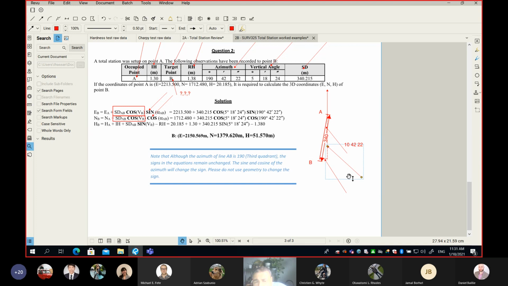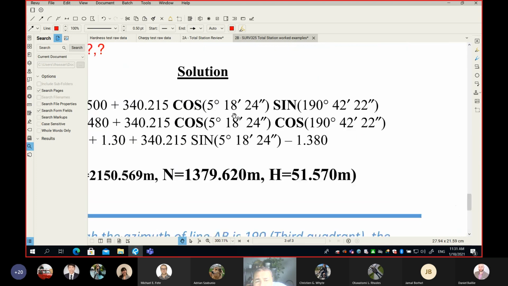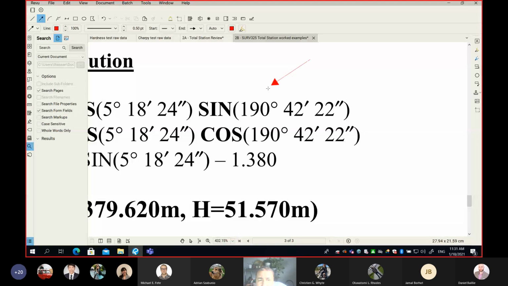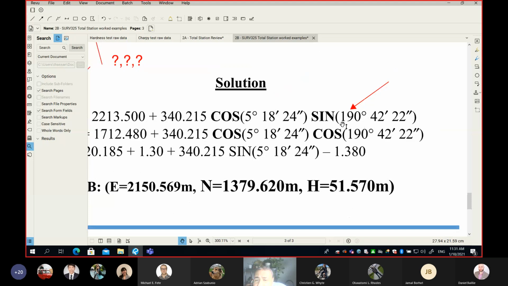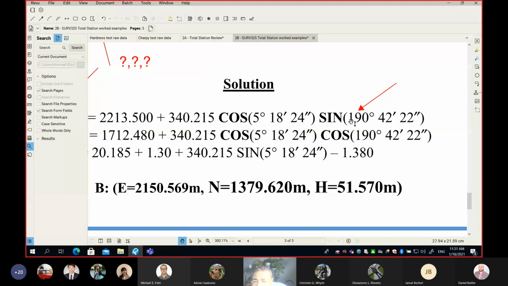Please don't do that. Just use the same equations as I did here. I'm using the azimuth, and really the sine function is smart. What does smart mean? It means whenever the angle is 190, and you can confirm that right now, the sine of 190 will be negative, and the cosine of 190 is also negative. That means at the end of the day, your calculator will handle this and subtract the easting component and the northing component. Bottom line is, please use the equations given with the azimuth measured.